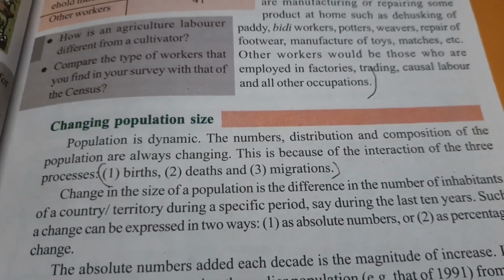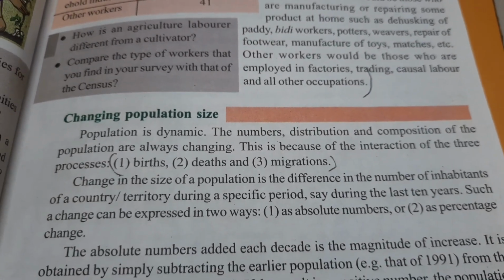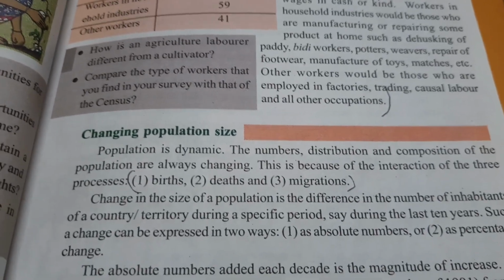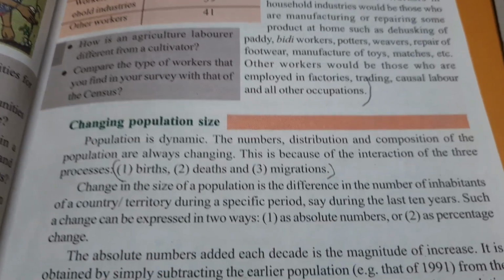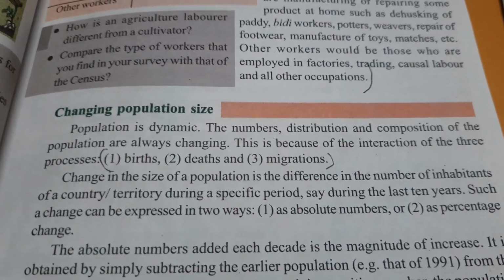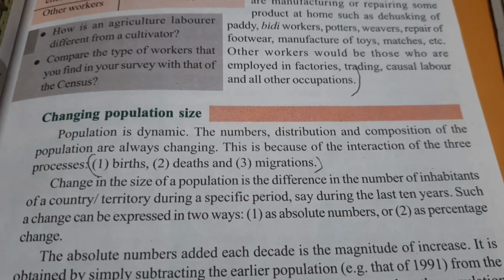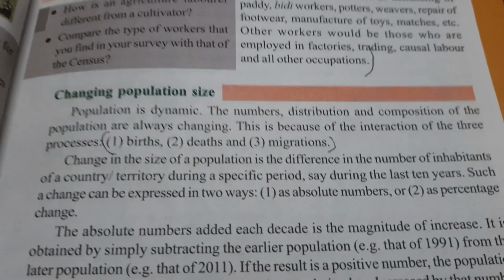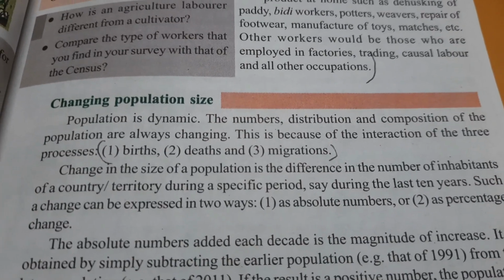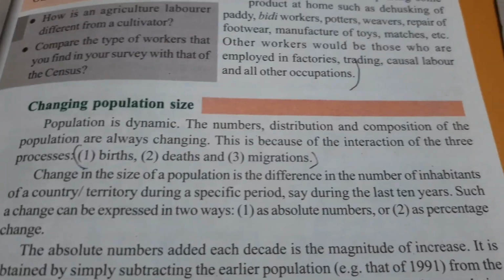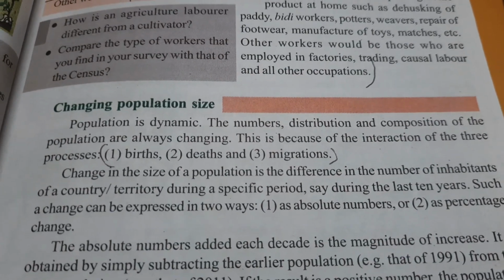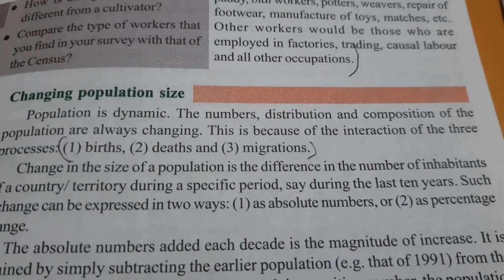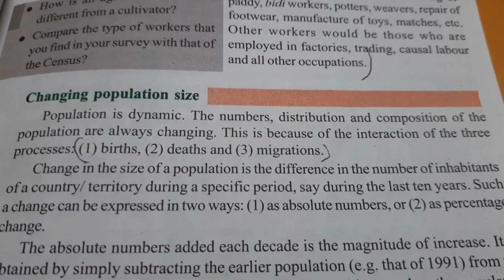Now if we read the topic, we can understand that change in the size of the population is the difference in the number of population of a country or a territory during a specific period, for example 10 years. So this change is calculated after every 10 years, to see whether the population of a particular area has increased or decreased. The change can be in number or in percentage. Either we count the number in the previous year and the number after 10 years, and just subtract, and get the number that is called the absolute number. If we calculate this number based on 100 people, that number will show you the percentage.